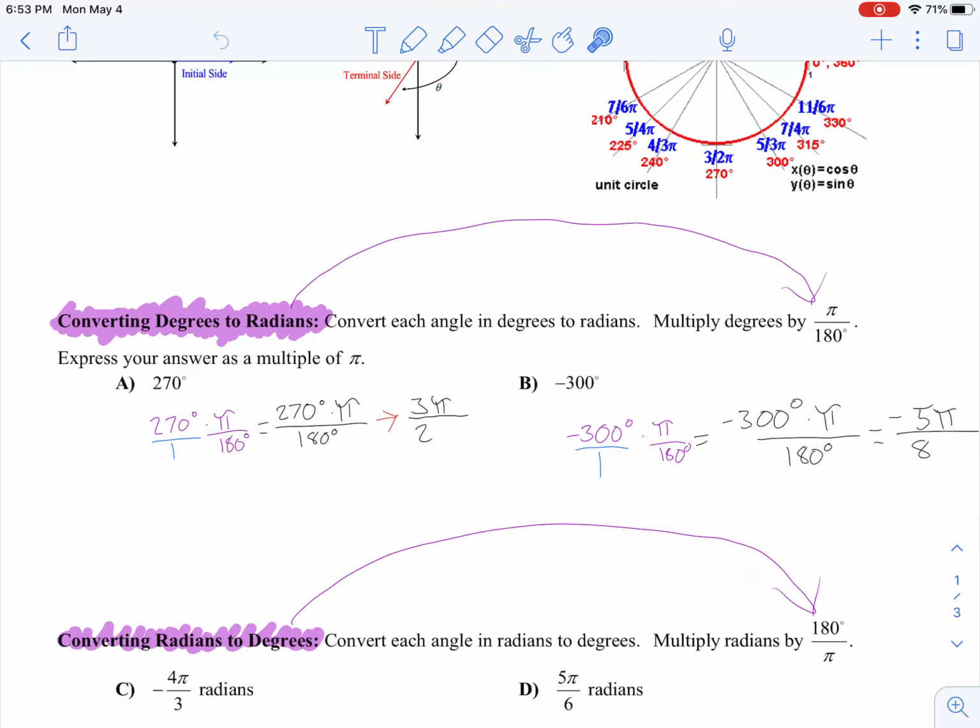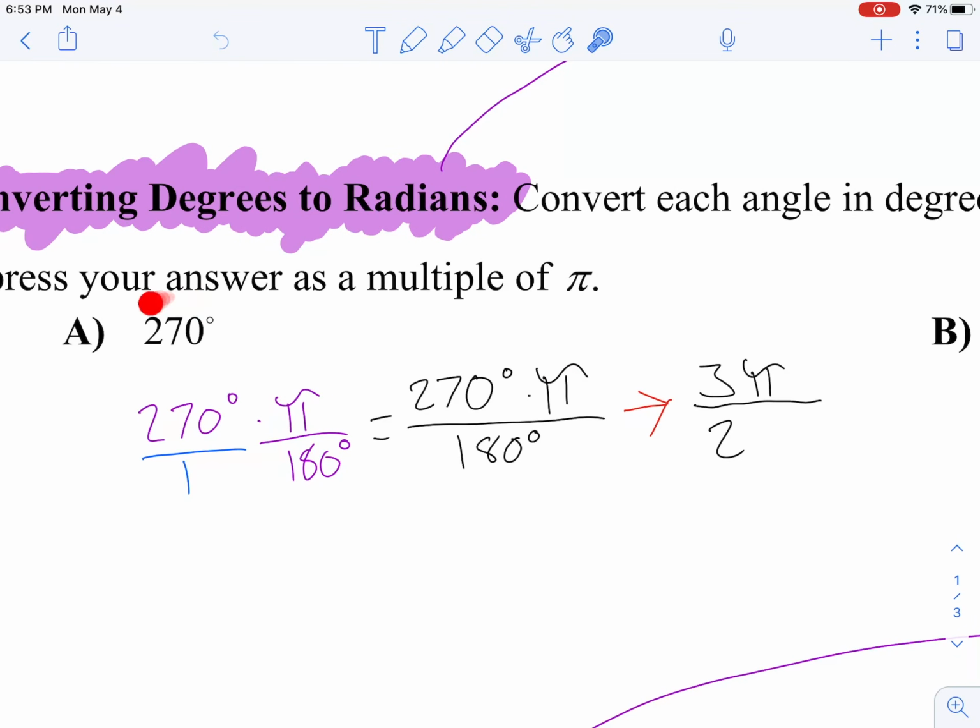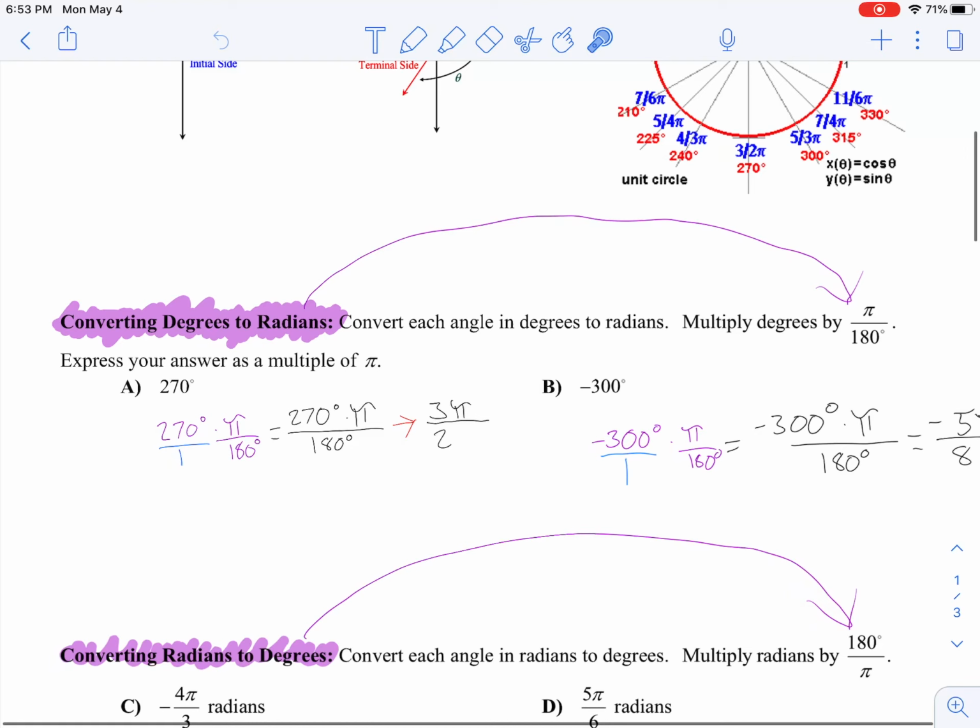So for example A, 270 degrees. We're going to take 270 degrees and we're multiplying it by pi over 180. And again, we get that from our given. That's what we're using. So in order to convert it, we multiply by pi over 180.